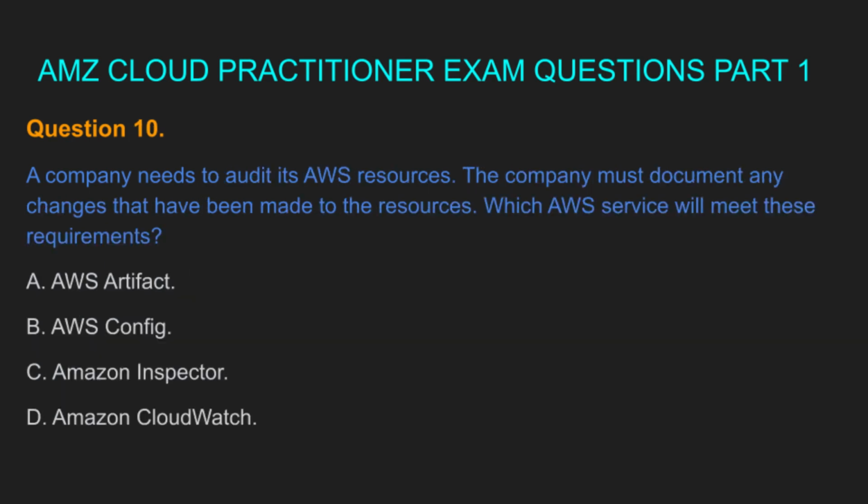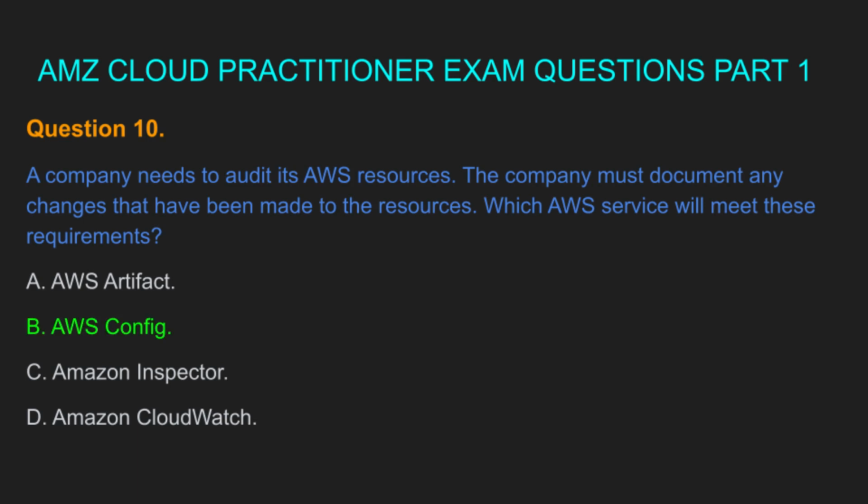Question 10. A company needs to audit its AWS resources. The company must document any changes that have been made to the resources. Which AWS service will meet these requirements? A. AWS Artifact. B. AWS Config. C. Amazon Inspector. D. Amazon CloudWatch.